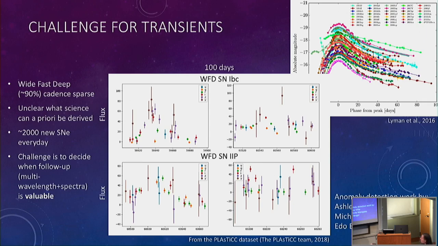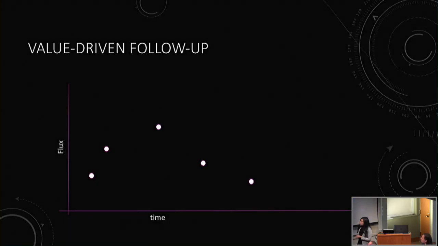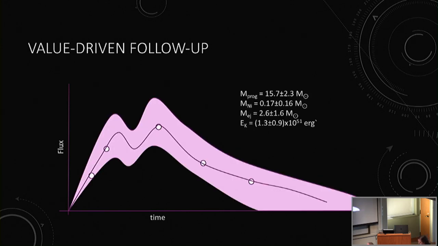So let's run the following thought experiment, okay? This is the light curve you're going to get. And you have a model in mind. It was sufficiently complicated, and you went ahead and fit it anyway, because we are all ambitious. And we get bad results.